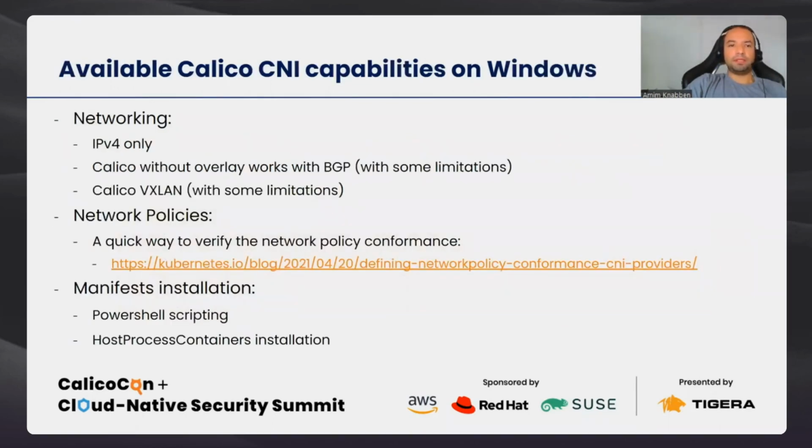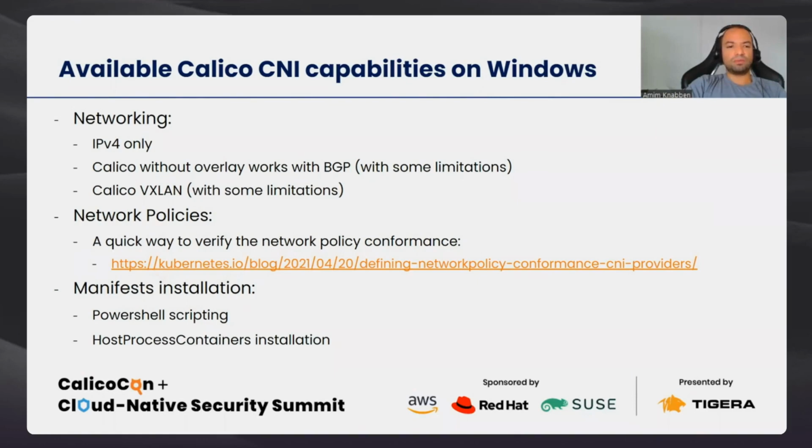The available capabilities in the Calico CNI for Windows. For the networking side, it includes IPv4 only, Calico running in BGP mode without overlays, and Calico supports VXLAN as an overlay. Network policies work as well. The blog post below shows a network policy conformance test that we wrote one year ago. You can use this to test your cluster and validate the network policies against the specification defined in this blog post.